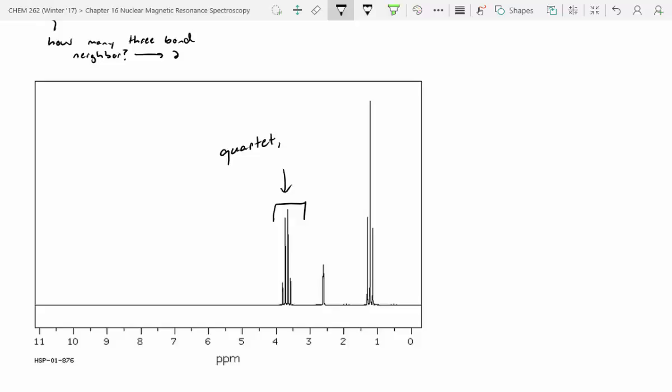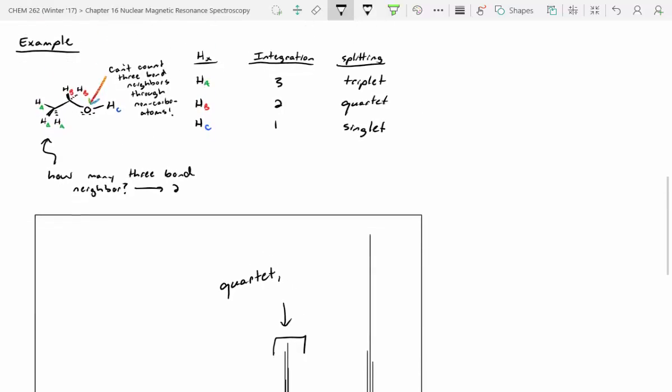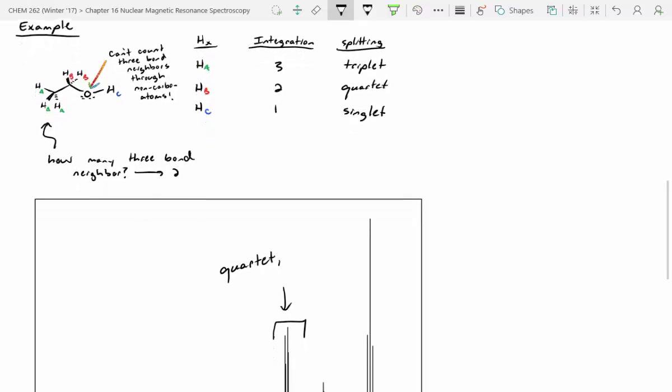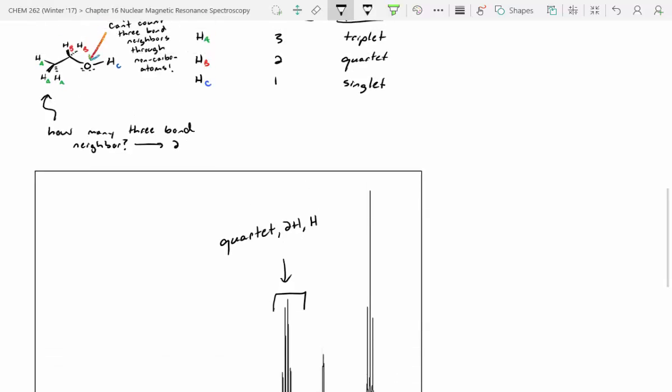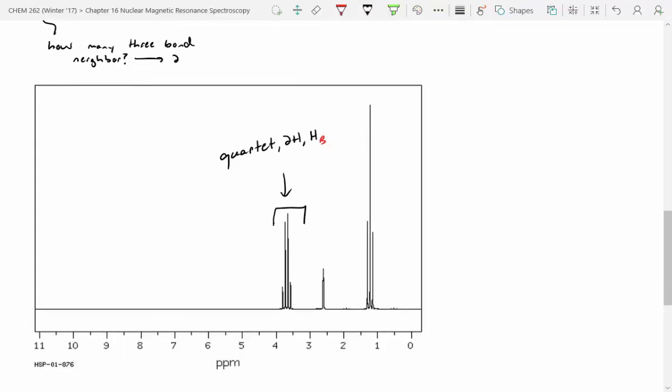What does it integrate to if it's our quartet? Let's go back up. We said that our quartet should have a relative integral size of 2. So we'll say quartet 2H. And then I'm going to label this as H what? A, B, or C? B. We said HB, so I'm going to go ahead and say this has got to be the signal from HB because it's the only quartet that's showing up in our spectrum. Does that make sense?